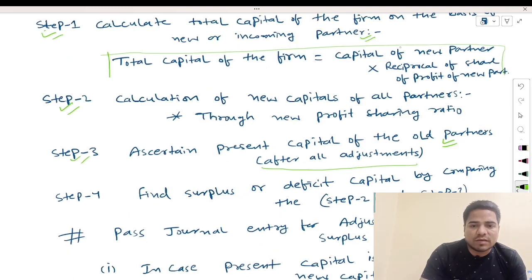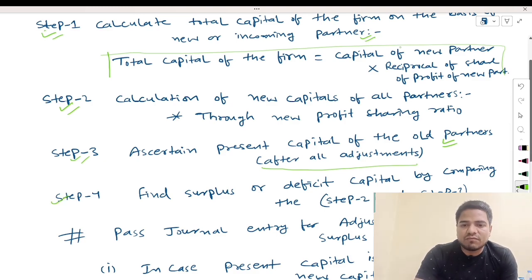And in the fourth step, you have to find out the surplus or deficit of the partner's capital. If it is surplus, then the partner can withdraw this amount of capital, and if it is deficit, then the partner will contribute more, meaning the partner will bring the amount of capital for the firm. So in the fourth step, we will find out the surplus or deficit balance.